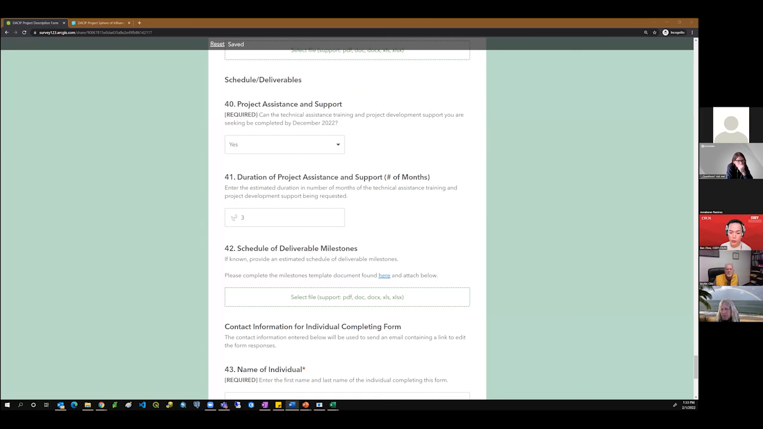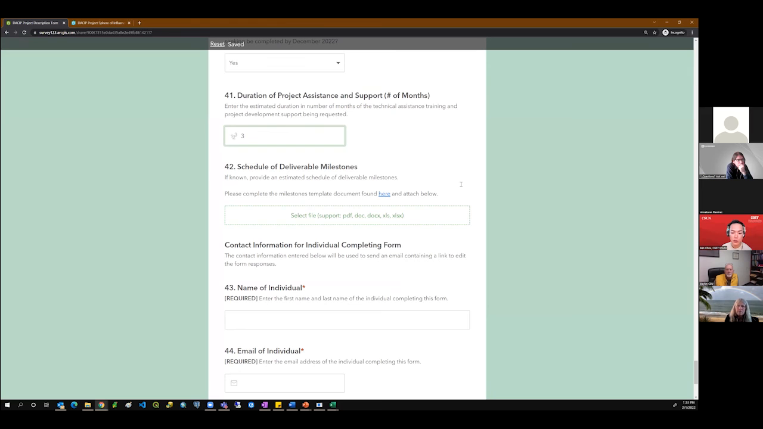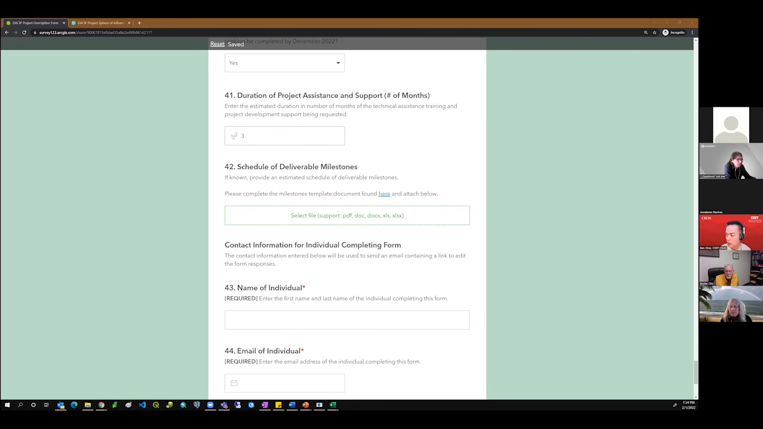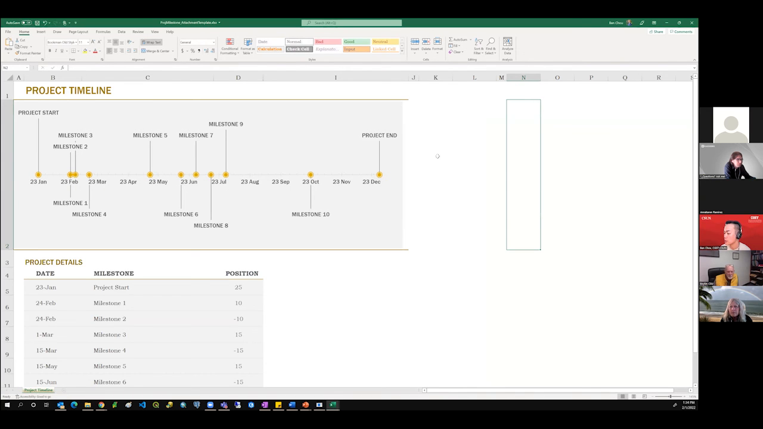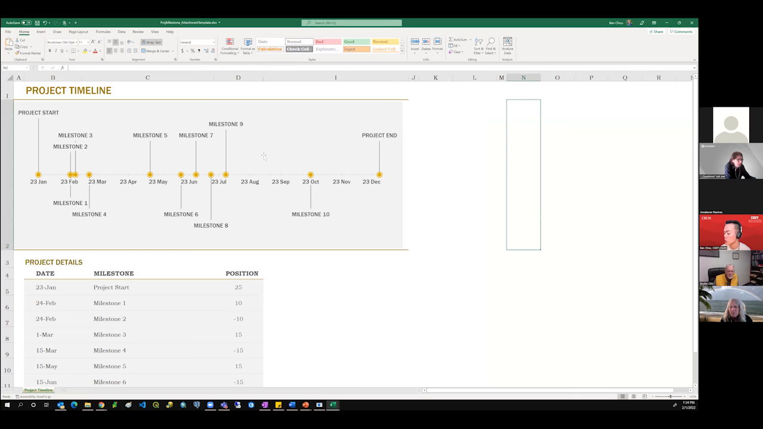For question 42, if you had a timeline for the milestones for your project, there's a template document that you can download at this link, fill it out, and then attach it here. And I will just show you what that looks like. So this is the template for the project timeline, milestones that you could enter, and then deliverables as well if you already had that determined.